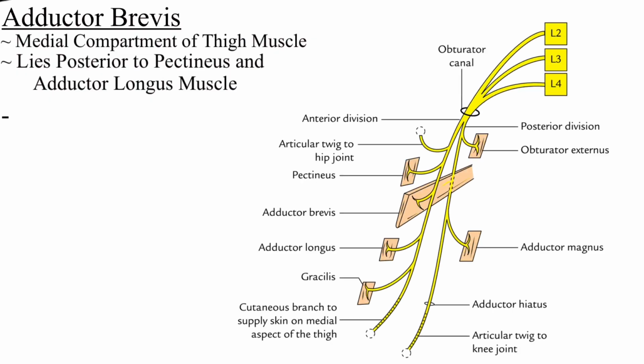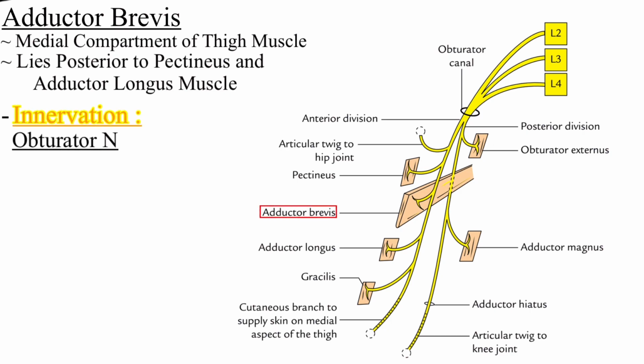Next is the innervation. It is innervated by obturator nerve. Obturator nerve has three nerve roots: L2, L3, and L4. And the main innervation to the adductor brevis muscle comes from L2 and L3 of the obturator nerve.